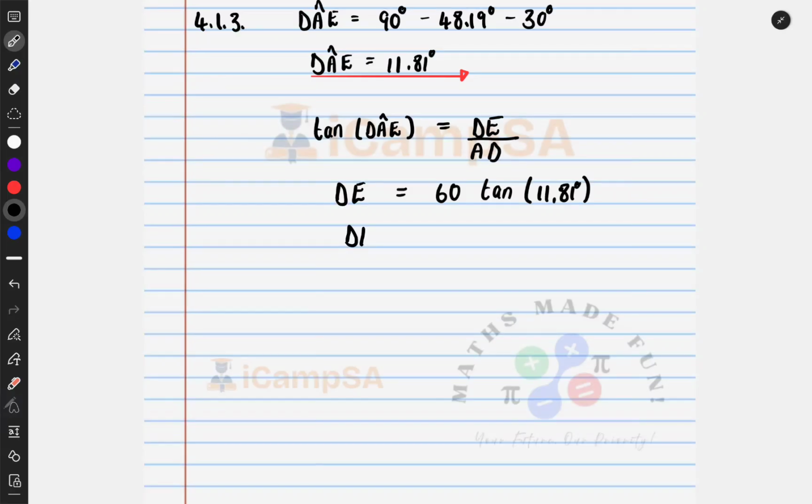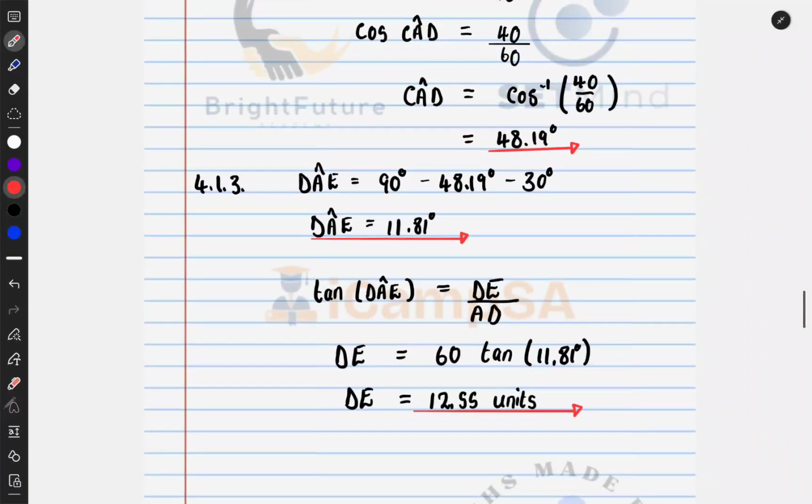Why do I make mistakes now? Therefore, DE is equal to 60 tan of 11.81, which gives us 12.55 units. That's the size of DE.